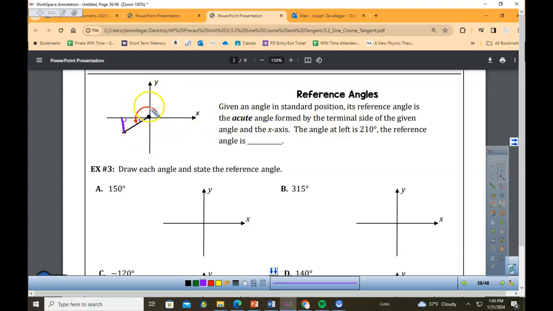So this whole thing is 210. I need to find this angle right here. So what I'm going to do is 210 minus 180. I need to subtract this piece right here. So that reference angle is 30 degrees. That's not going to seem important now, but it will be eventually. So this right triangle is actually a 30, 60, 90 triangle.